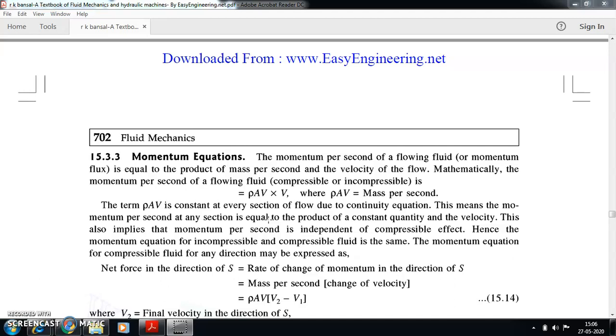So with that basic, mathematically we can represent the momentum per second of the flow, or the momentum flow rate, as mass flow rate into velocity. We know that mass flow rate can be written as rho A V. Fine. So with that basic, rho A V, the mass flow rate, into velocity will give you the momentum equation which is required.